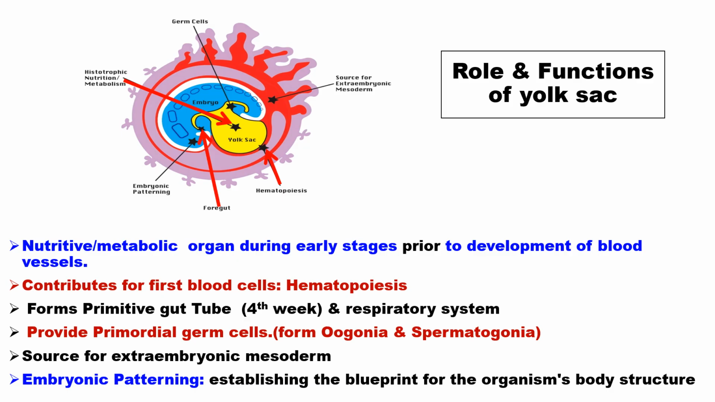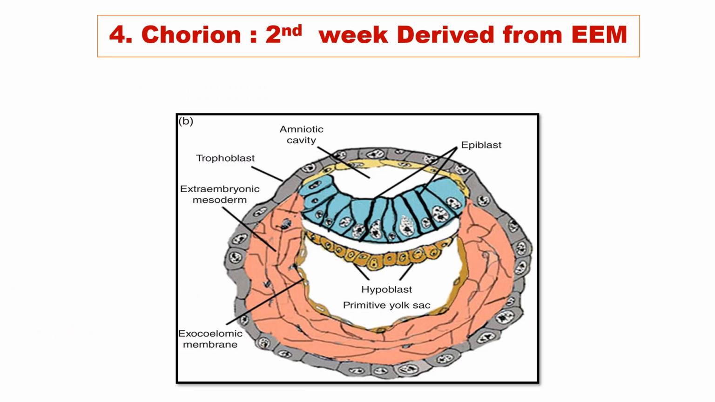From the caudal part of the yolk sac, that is from the hindgut, arise the primordial germ cells, which are the stem cells which finally form oogonia and spermatogonia. The yolk sac is also the source of extraembryonic mesoderm. It is important for embryonic patterning, establishing the blueprint of the organism's body structure. These are the important functions of the yolk sac.